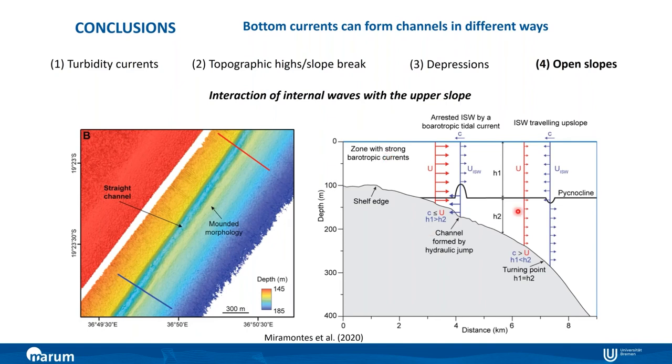For the case of the Mozambique channel, we suggested the idea of arrested internal waves by barotropic tidal currents, but there can be also other processes affecting these channels.